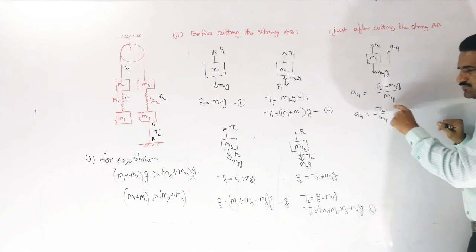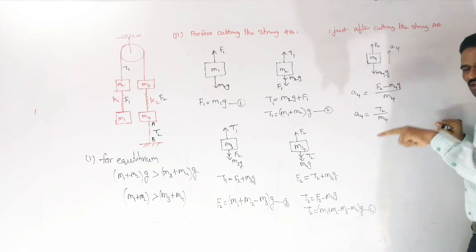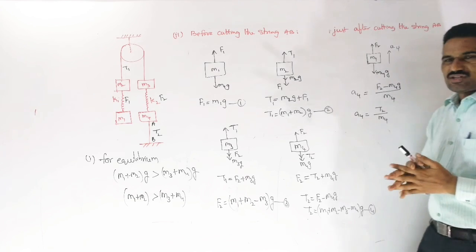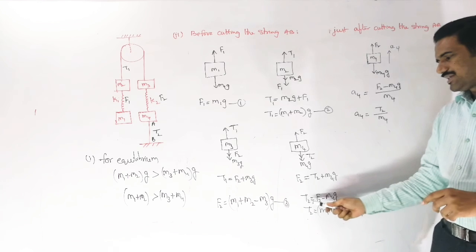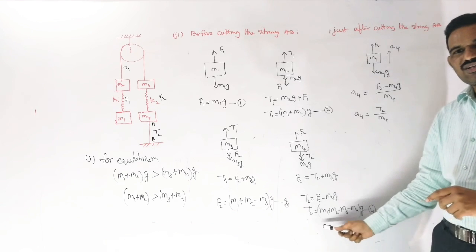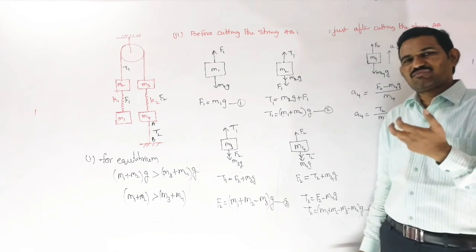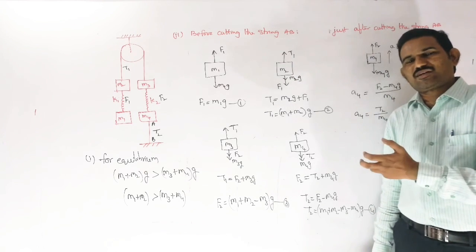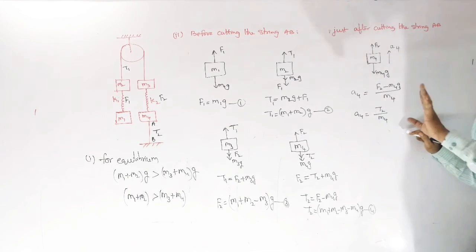Due to cutting this string here, whatever string force is disappearing, that force only will produce the acceleration, that force only will produce the net force acting on the system here. So now T2 is disappearing, right? So the acceleration of the system, or the acceleration of that particular block, will be due to T2 only. So that force by the mass of this block you can take here.